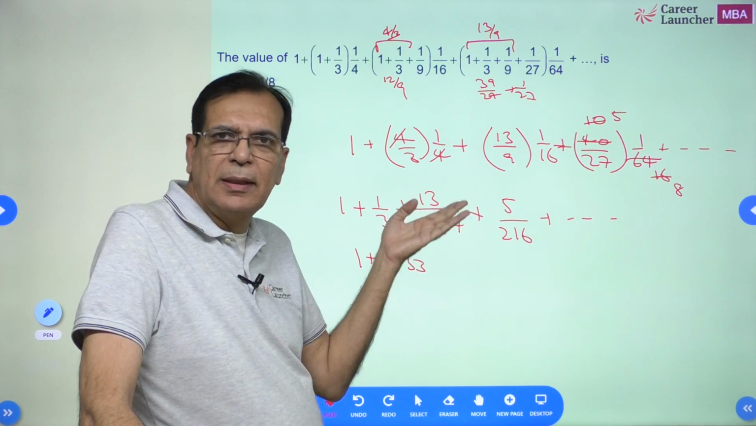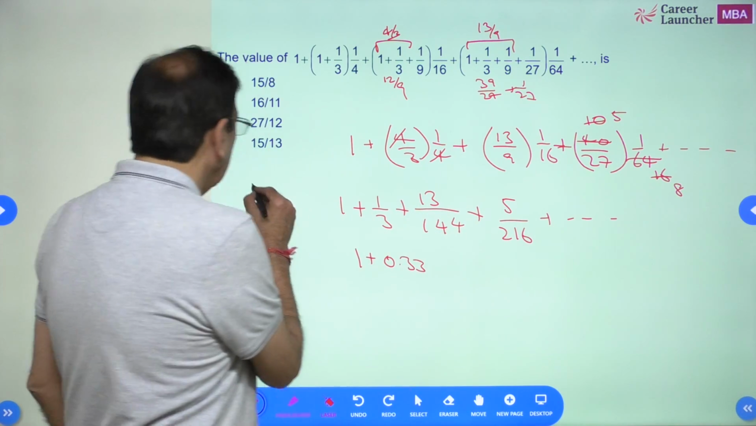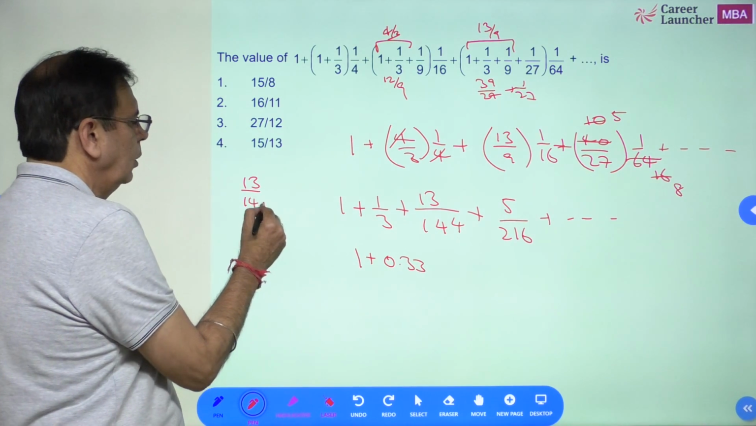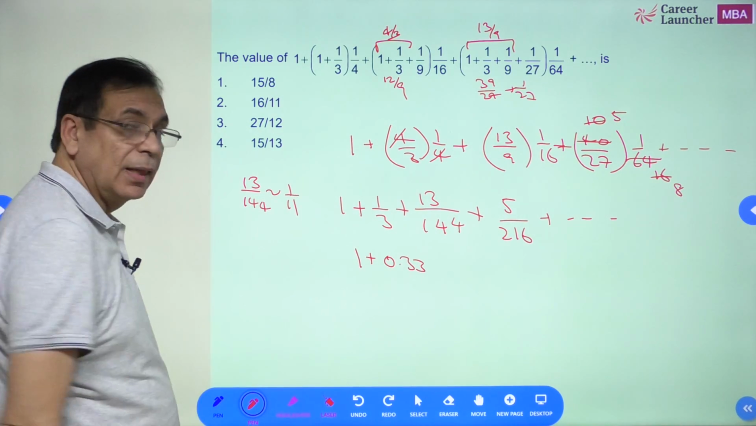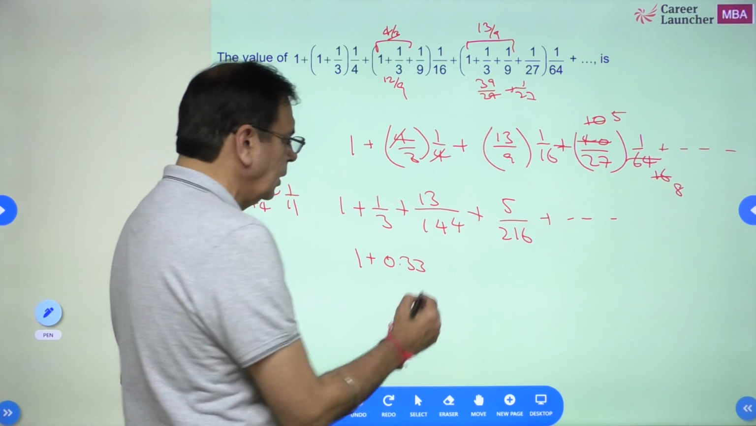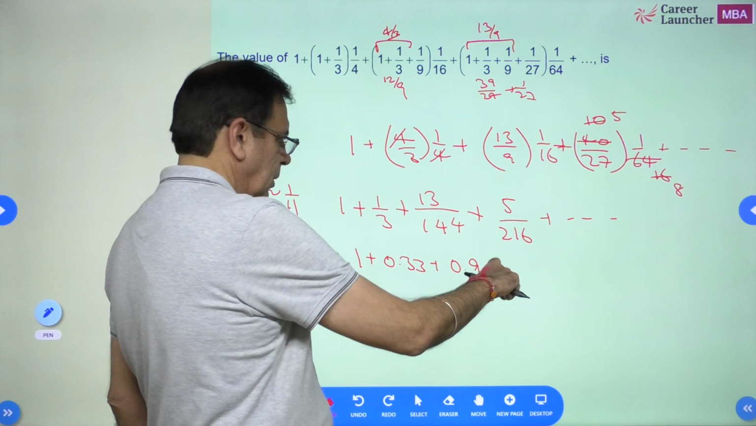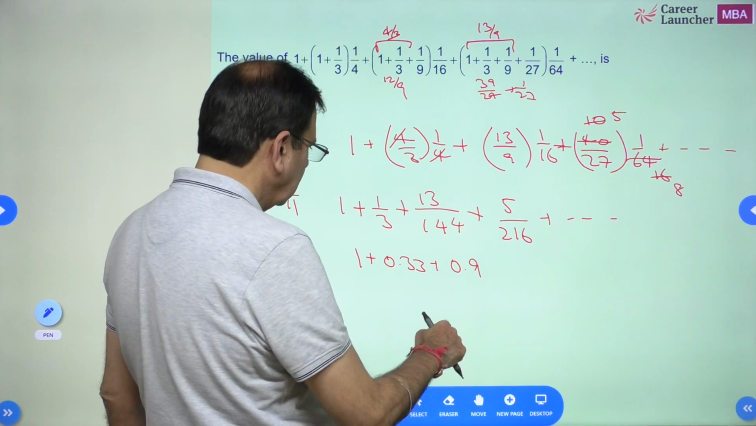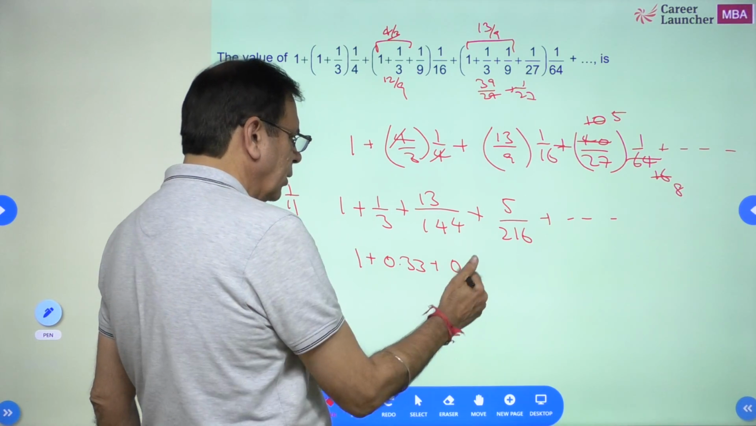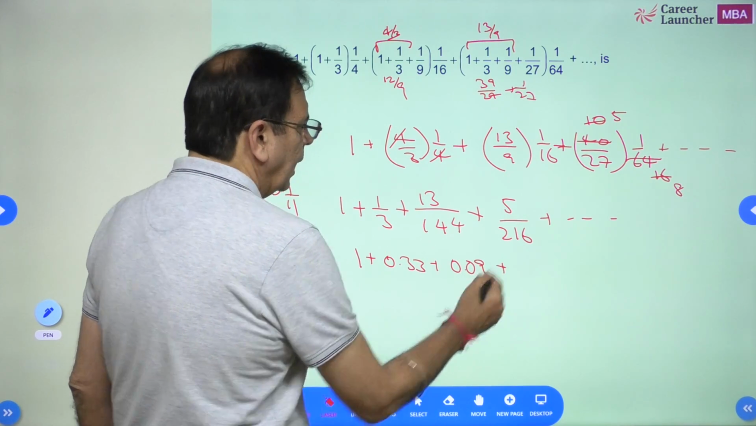13 into 10, 130. 13 into 11 is 140. This is approximately 13 by 144, which is approximately 1 by 11. 1 by 11 is how much? 9.09% or plus 0.09, approximately 0.09. Yeah, why am I writing 19? Yes, 0.09.